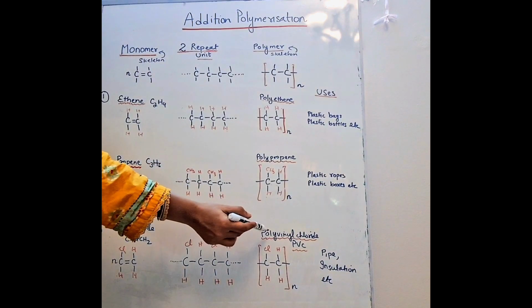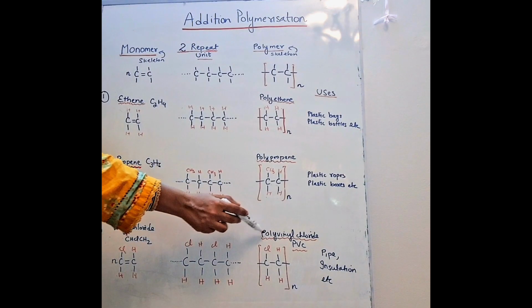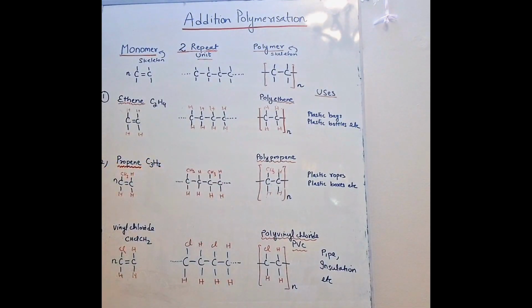Name, again you will just write the word poly in front of the name of the monomer. So it is polyvinyl chloride. Its short form is PVC and it is used for making pipes and insulation, etc. Okay, whatever I am teaching here is only for addition polymerization. These tricks of skeleton of monomer, skeleton of polymer, are applicable only for addition polymerization.